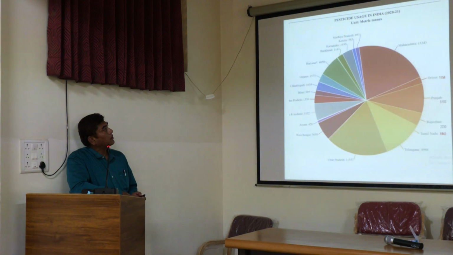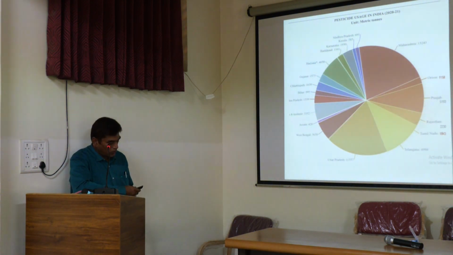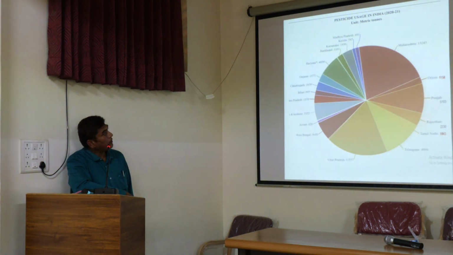0.7%. So pesticide usage in India state-wise, Maharashtra is major, 13,243 metric tons. Next stood Uttar Pradesh, and our Karnataka 1930 metric tons.